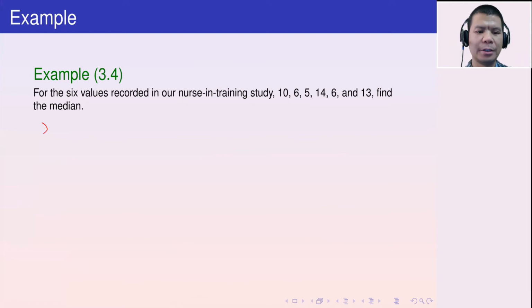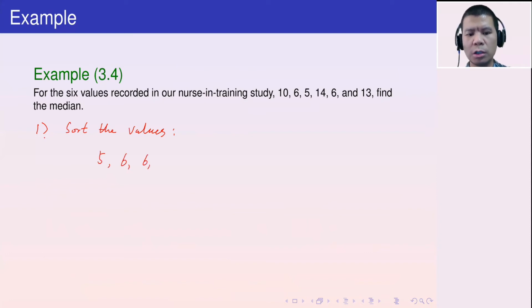Step 1, what do we do? We want to sort the values, either in increasing or decreasing order, as long as it is sorted. Let's put it in increasing order. So what are we going to have? The smallest value is 5, 6, 6, 10, 13, and 14. That's it. This is already sorted, right? Put it in a list.